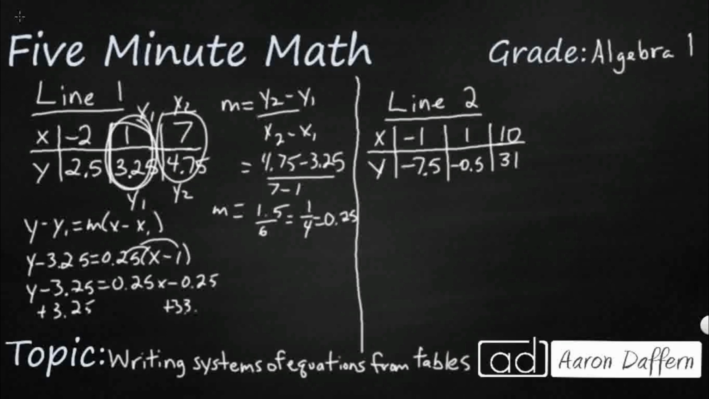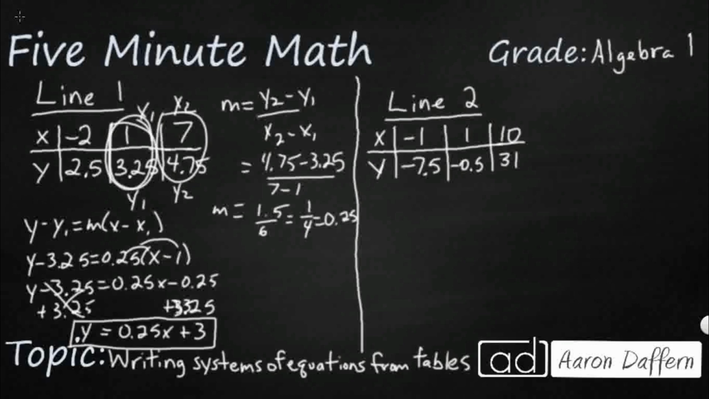Now all I need to do is just add 3.25 to both sides. Let's see if we can get that written correctly. There we go. So that cancels out. So slope-intercept form, y equals 0.25x. That's just going to be plus 3. I could also write that in standard form if I wanted to, but this would be our slope-intercept form.